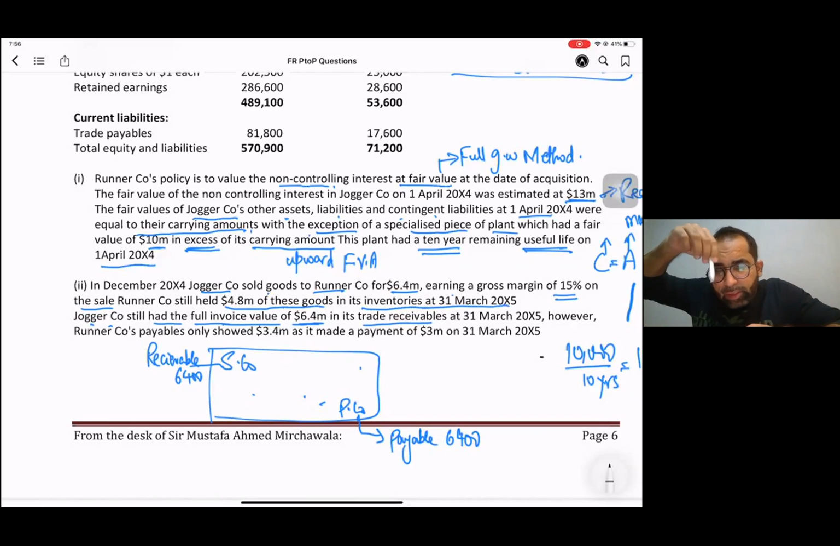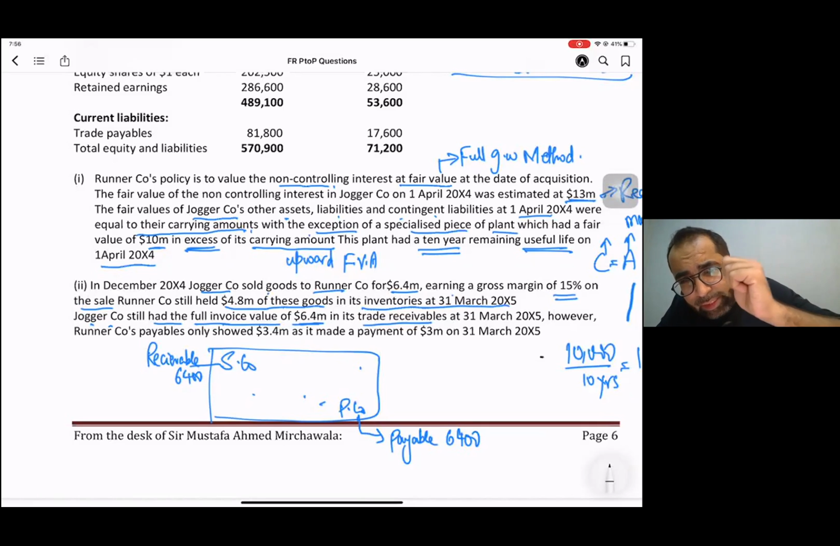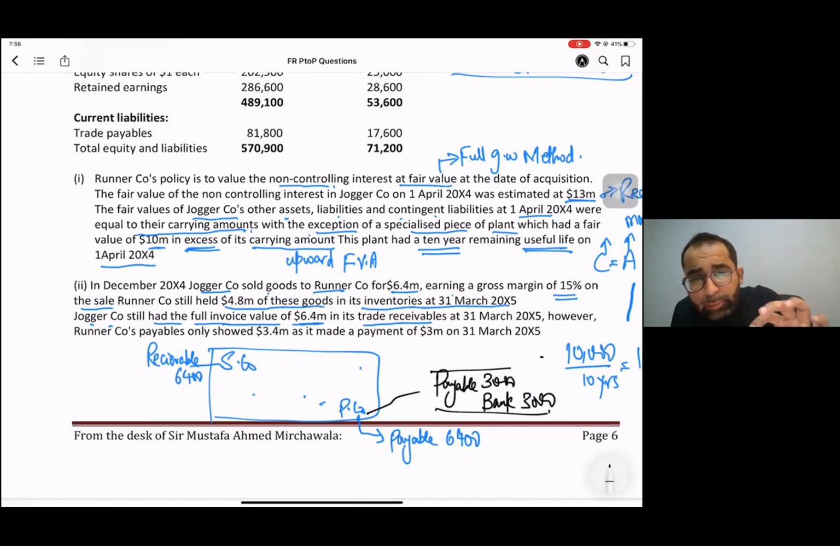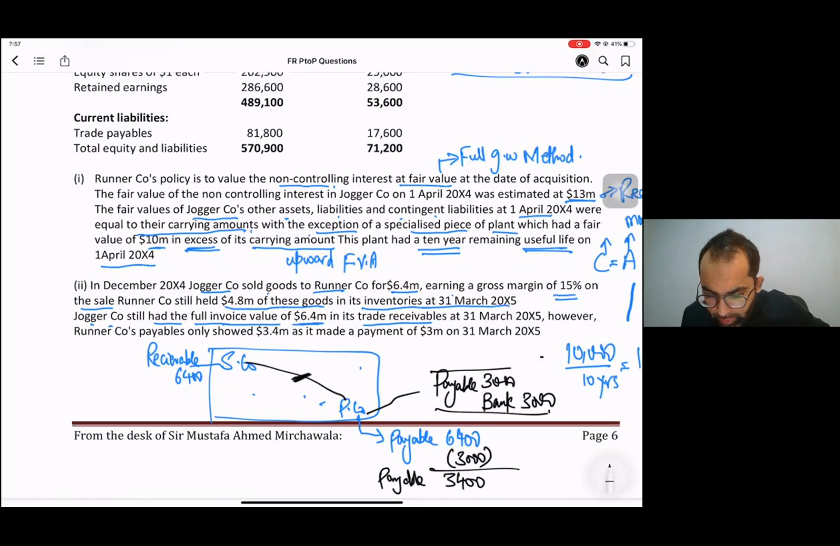On the last day, parent company made a check, and they sent this check to S company. So parent company made this entry: payable debit 3,000 and bank or cash credit 3,000. When parent company paid this check on the last day, they reduced their payables. So after this payment, the payable is 3,400, but this cash is in transit.